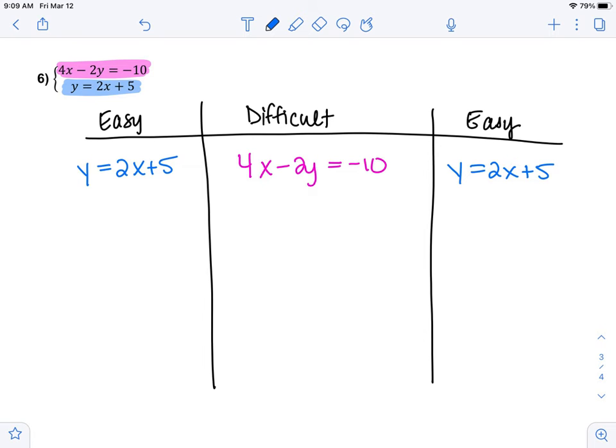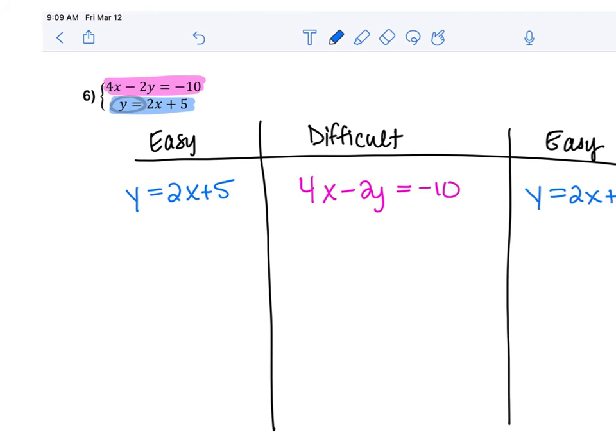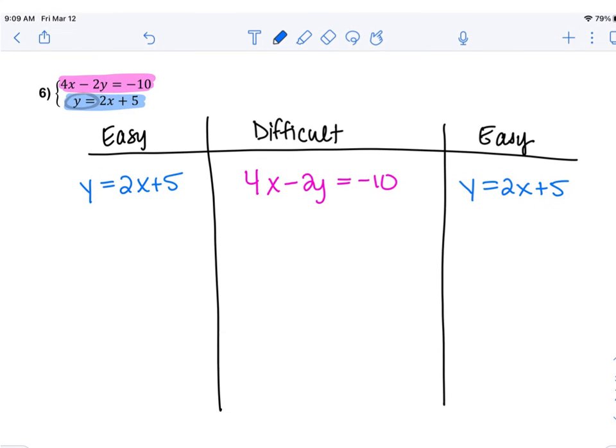All right, I'm going to skip to number 6 right now because it's kind of a unique problem. So if you look at 6, again, I've highlighted my 2 equations. One in pink, one in blue. I'm looking for which is my easy one, and so again, how I identify the easy one is I look for which one has x equals or y equals, and it's the blue one. So blue equation is my easy. Difficult is my pink.